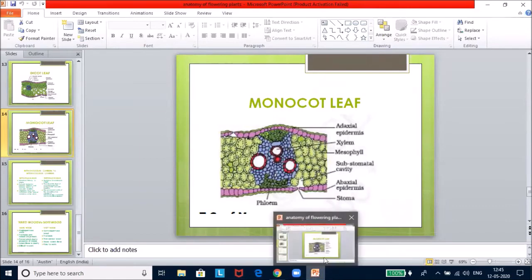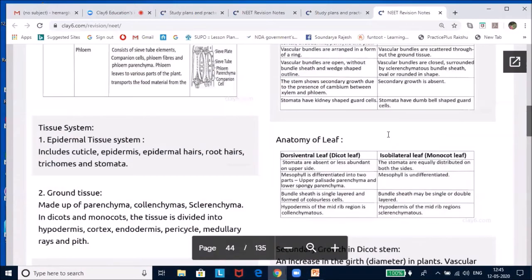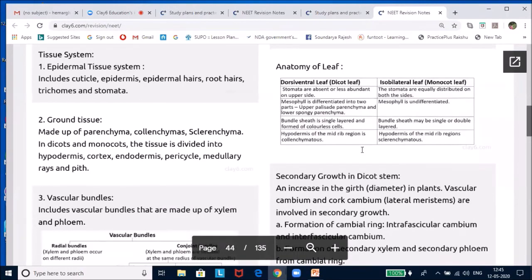Now let us look into the differences between the anatomy of the leaf, dorsiventral leaf or a dicot leaf and an isobilateral leaf. So in the dorsiventral leaf, stomata are absent or less abundant on the upper side. Stomata are equally distributed on both the sides. Mesophyll is differentiated into two parts, upper palisade parenchyma and lower spongy parenchyma. Here mesophyll is undifferentiated. Bundle sheath is single layered and it is formed of colorless cells.